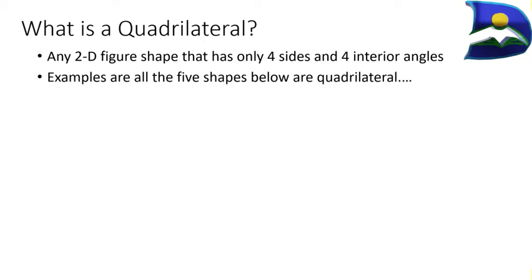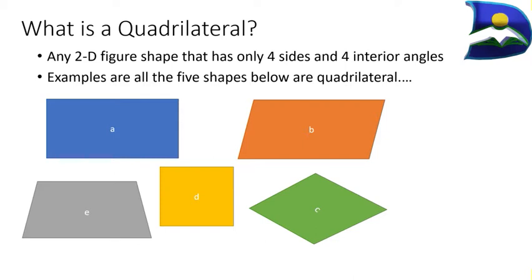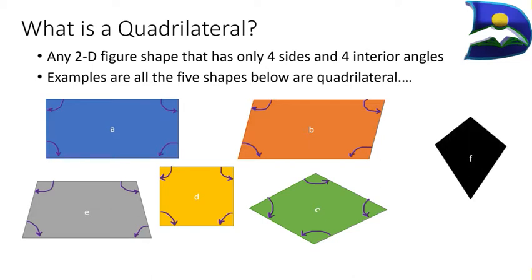Now, examples include the 5 shapes that we've seen right here, and these 5 shapes do have 4 sides and 4 angles, as we notice on each of them. And this other shape right here, we're going to talk about it in detail and how it is associated with the 4 sides and 4 interior angles, as we see right here.